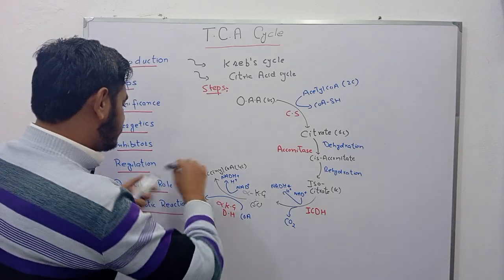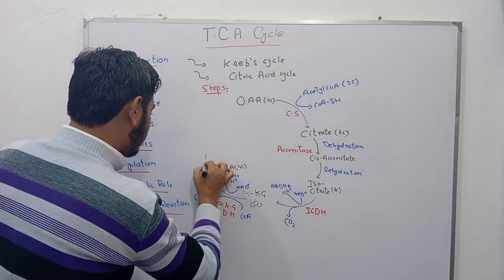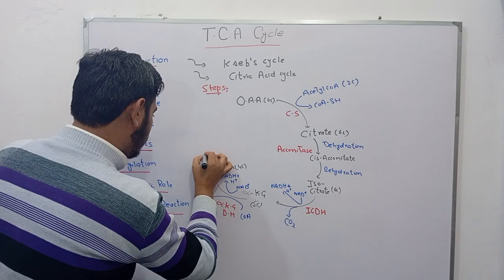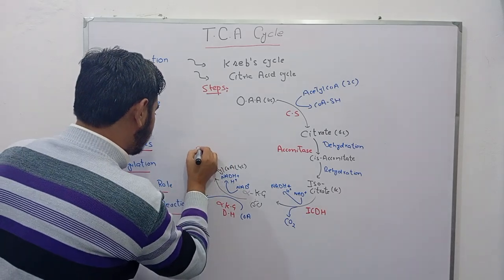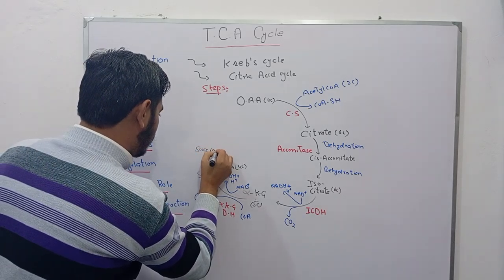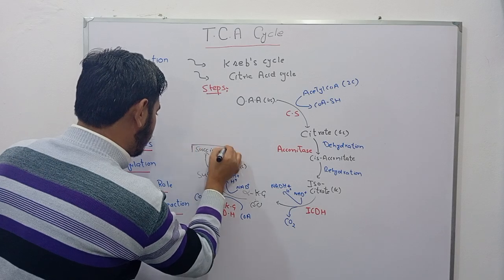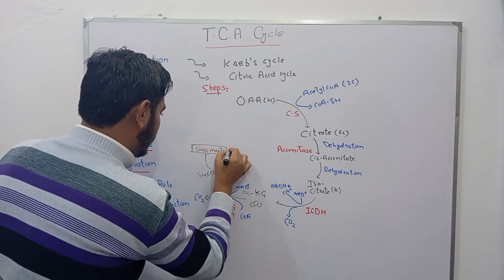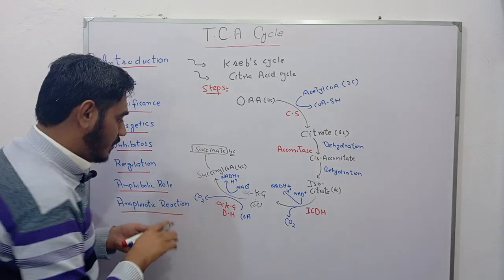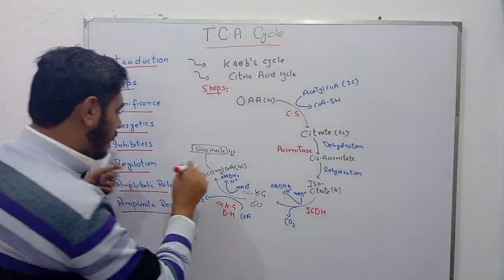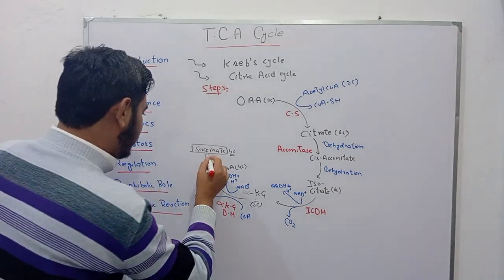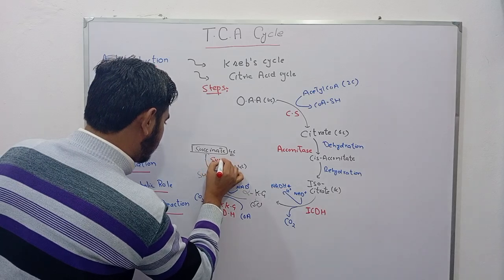In the next reaction, this succinyl CoA converts into succinate, a 4 carbon atom containing compound, with the help of the succinate thiokinase enzyme.